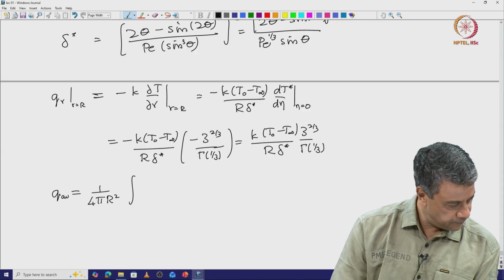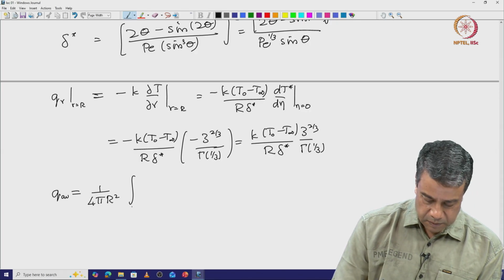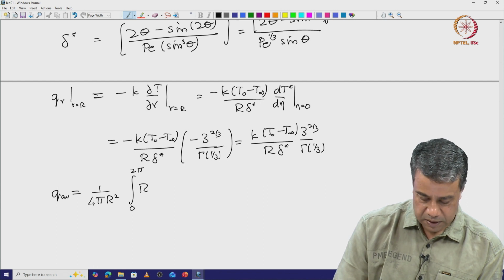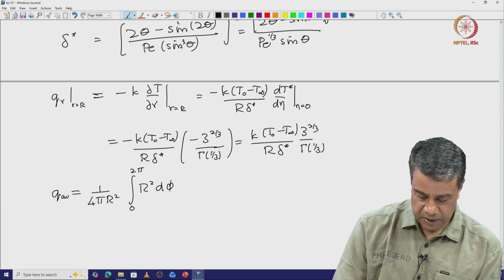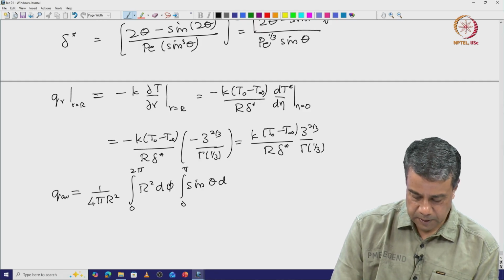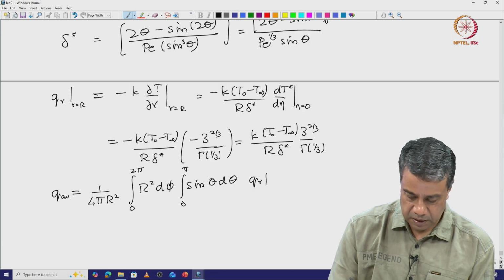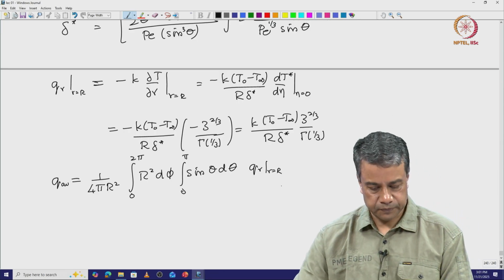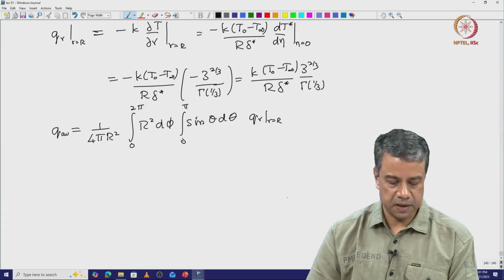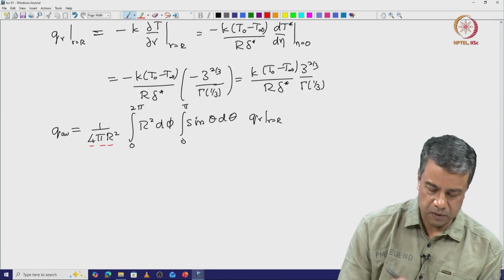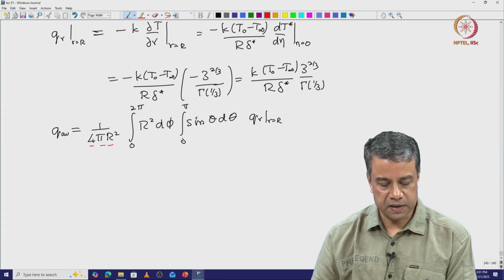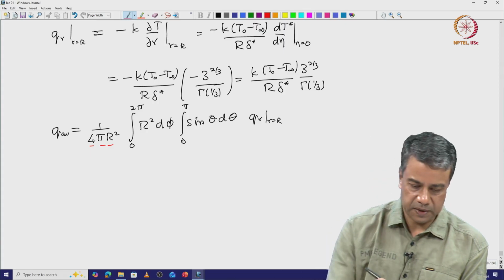Integral 0 to 2 pi of r squared d phi, integral 0 to pi of sin theta d theta, times q r at r equal to R. That is the average flux: divided by the surface area, times the integral over the surface of the flux. The integral over phi is just 2 pi, and that r squared cancels out.